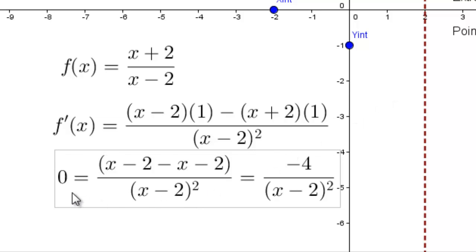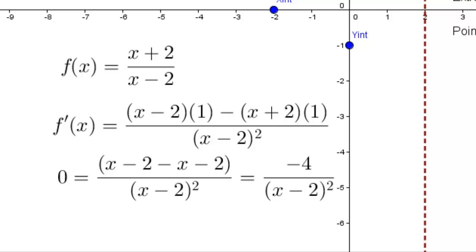And when we simplify and set the derivative equal to 0, we get 0 equals negative 4 over the quantity x minus 2, squared. Well, in fact, that's never actually going to be equal to 0. There are no values of x where the slope is going to be exactly equal to 0. However, there is a critical number where the derivative is going to fail to exist, and that's at x equals 2.